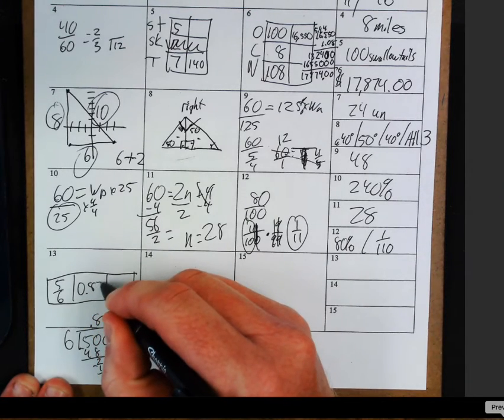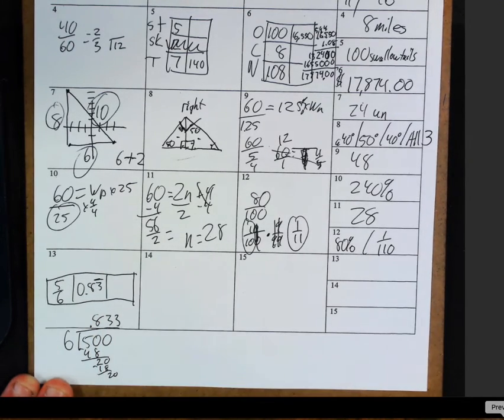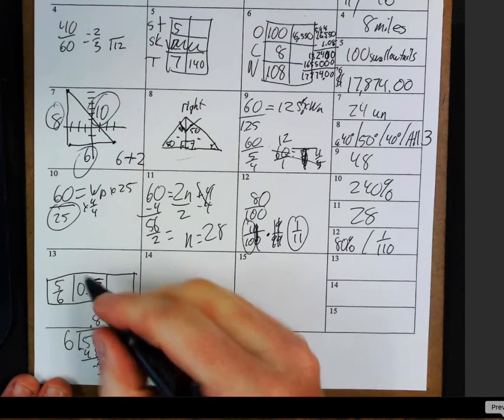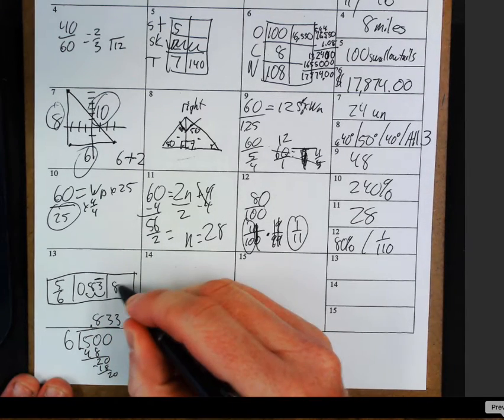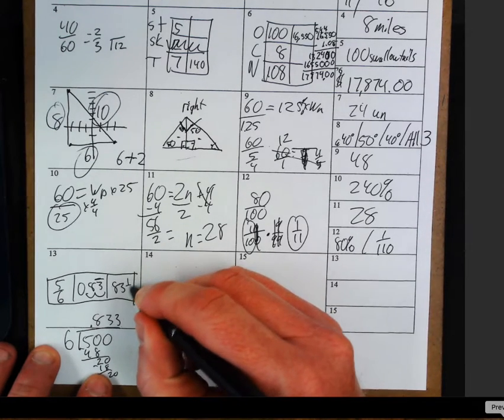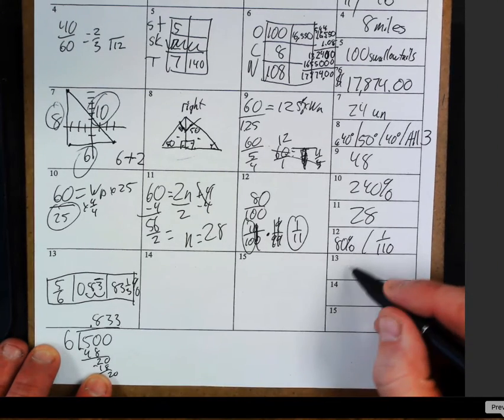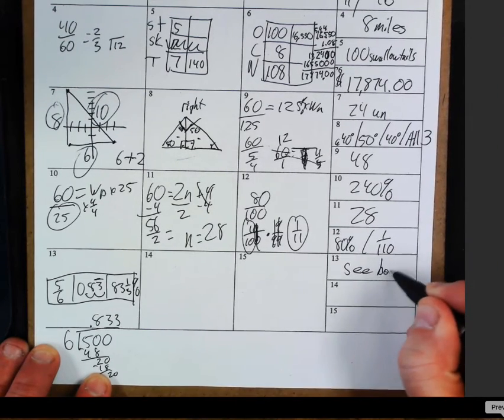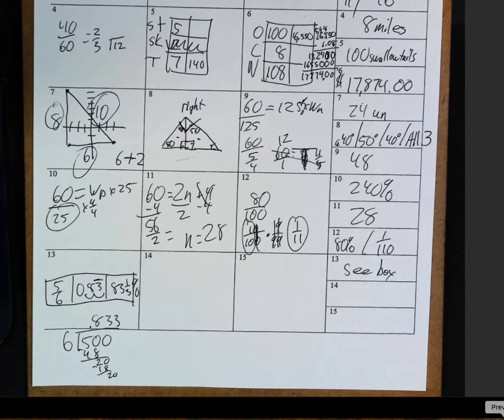I have 0.83 repeating. My job is to now switch it to a percent. I go right twice. 1, 2, is now 83%. What's 0.3 repeating as a fraction? 1/3. So I have 83 and 1/3%. You're 6.